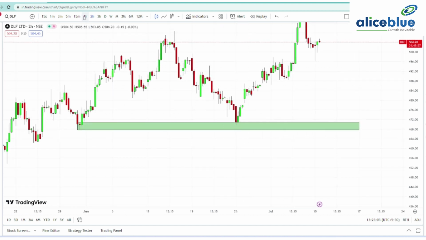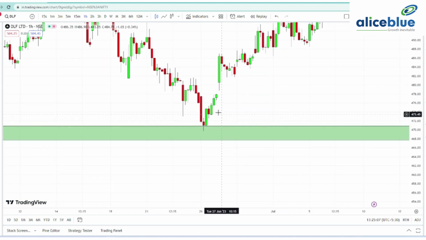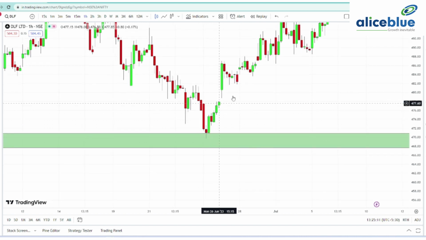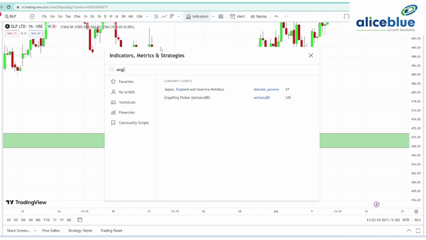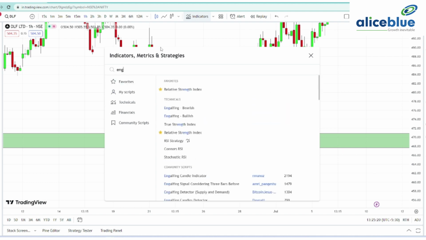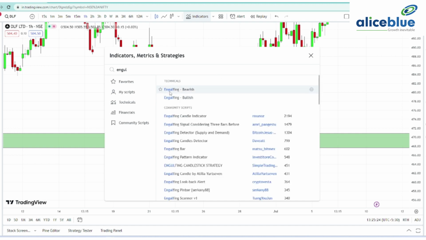Now I am shifting my time frame to 1 hour time frame. Here if we find any bullish engulfing candlestick pattern, we can go for a long side opportunity, which means we can buy the stocks. For that I am using indicators like engulfing. You just go to the indicator column and type engulfing, and there are two indicators, engulfing bearish and engulfing bullish. I am taking engulfing bullish.